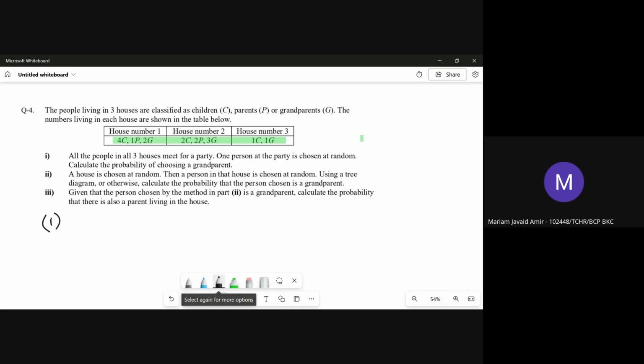So, how many grandparents do we have? Two, three, four, five, six. So, the numerator is favorable outcomes, which is six, divided by the total number of outcomes. How many people do we have altogether? 16. So, 6 upon 16 should be the answer, which we simplify to 3 upon 8.